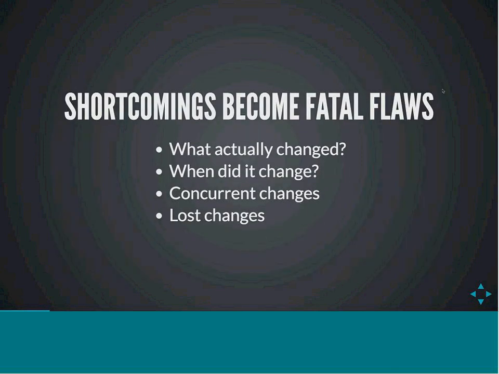But there are shortcomings in all of these methods, and those become our fatal flaws. We start using these, and we get to a point where we can't look back and necessarily identify what changed. Lost changes: think about that email example, two people edit at the same time. Are you sure things have been brought back together? When did this change? Concurrent changes, lost changes, all of that. I think you can probably see pretty clearly how things can rapidly go downhill, especially when you're working with a large group of people.